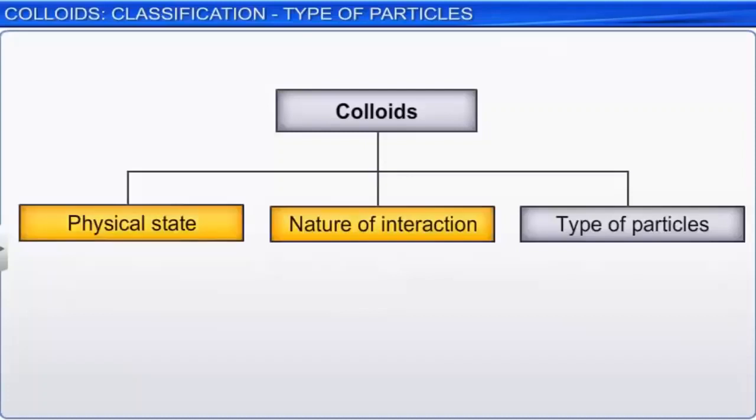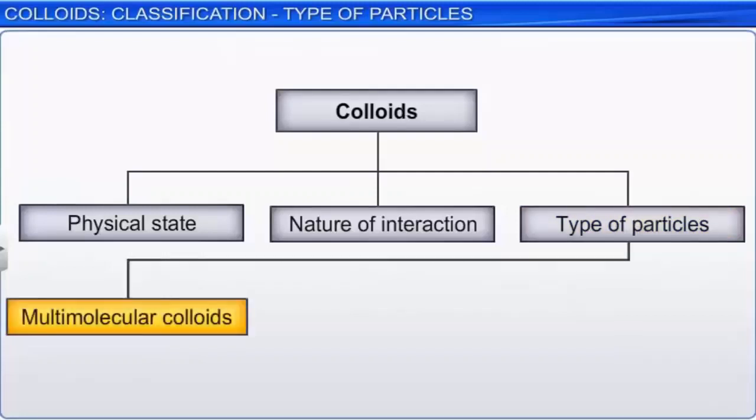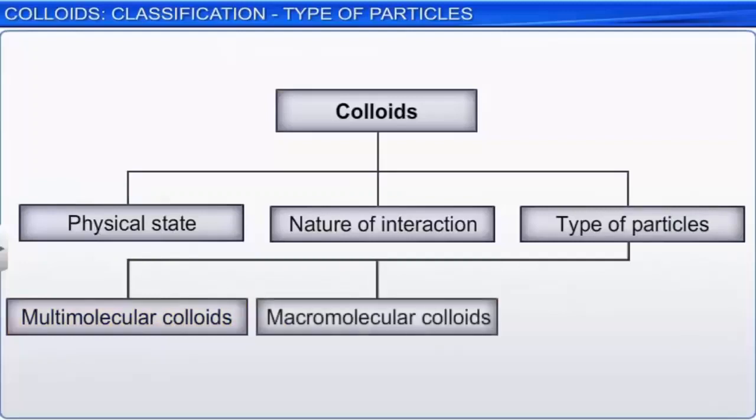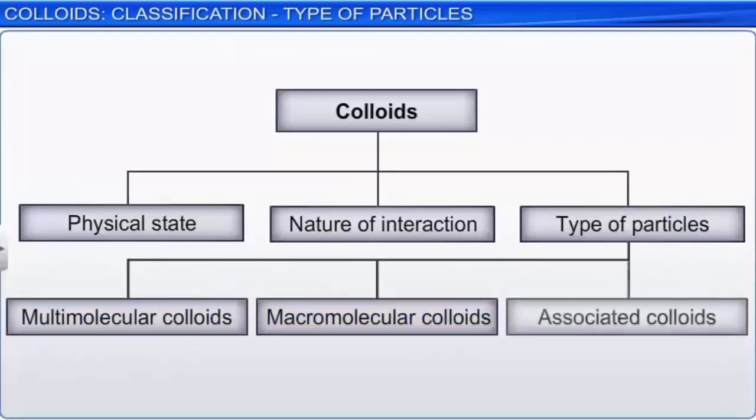You already know two ways of classification of colloids. Another third method of classification is based on how different substances that form a colloidal solution acquire the required particle size. Accordingly, colloidal solutions are classified into following three categories. They are multimolecular colloids, macromolecular colloids, associated colloids. Let us first study multimolecular colloids.